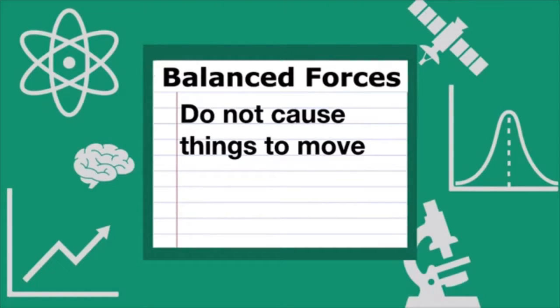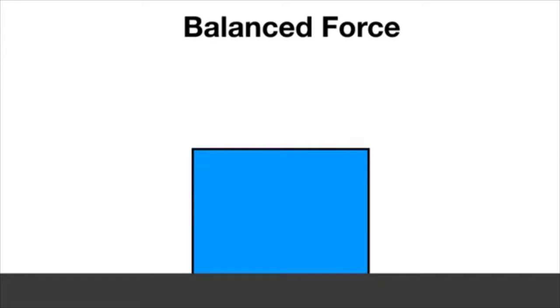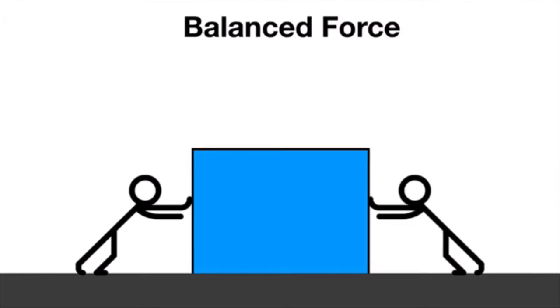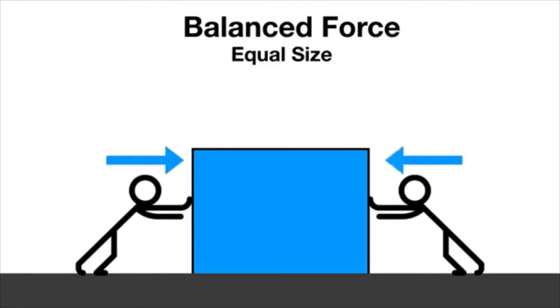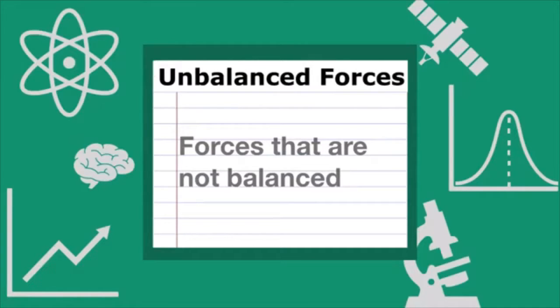Let's look at the example. If there is a box on the floor and you try to push it from one side, but your friend pushes it from the other side, the box will not move. Therefore, this will be a balanced force. Both you and your friend will be pushing equally hard, so your forces will have an equal size. But you will be pushing on one side, and your friend will be pushing the opposite way. You're pushing in opposite directions. These two forces cancel out and the box will not move, and we can call them balanced forces.